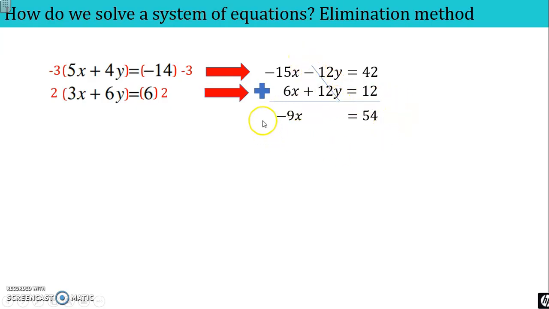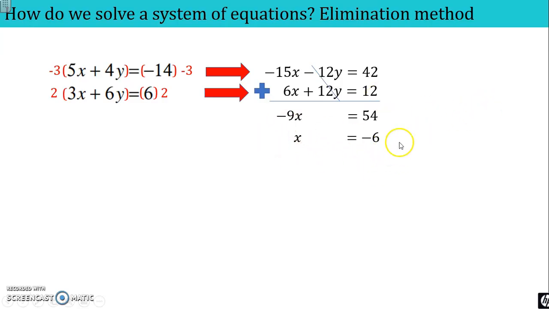So we're left with this equation, which is way better than what we started with, because there's only one variable, and we can solve it. So I would solve this equation, I'd divide both sides by -9, and I get x equals -6. So I know what one of my variables is equal to. We're halfway done with this problem. We still have to solve for y. Thankfully, once you have one variable, it's pretty easy to find the next.